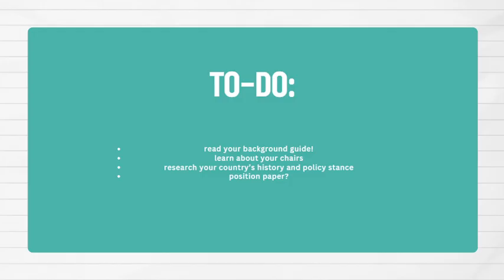Typically, they're going to be somewhat related. So let's use the hypothetical that the overall theme of the conference is addressing climate change. Topic A might be renewable energy, and topic B might be related to carbon neutrality. So they're very related, but slightly different angles on the same issue. Definitely read your background guide.